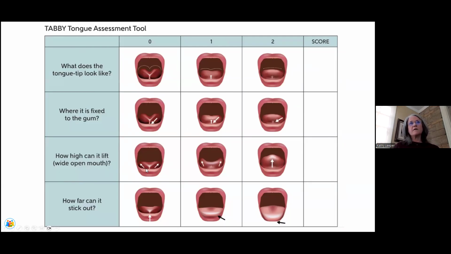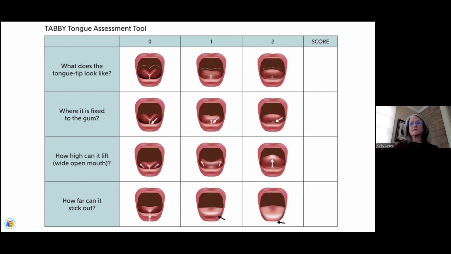How high can the baby lift their tongue when they're crying? And does it reach the middle of the open mouth? If none of it does, then you don't get any points. If just the outside can, but the middle can't, then you get 1 point. And if the whole tongue can lift, then you get 2 points. How far can the baby extend it? Not past the lower gum, just past the lower gum but not past the lower lip, or way past the lower lip.